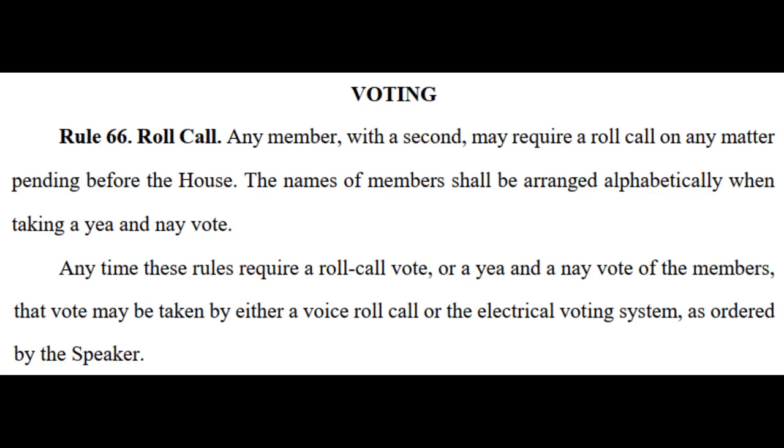Any member, with a second, may require a roll call on any matter pending before the House. The names of members shall be arranged alphabetically when taking a yea and nay vote. Any time these rules require a roll call vote, or a yea and a nay vote of the members, that vote may be taken by either a voice roll call or the electrical voting system, as ordered by the Speaker.